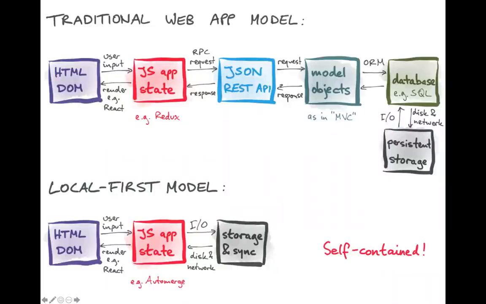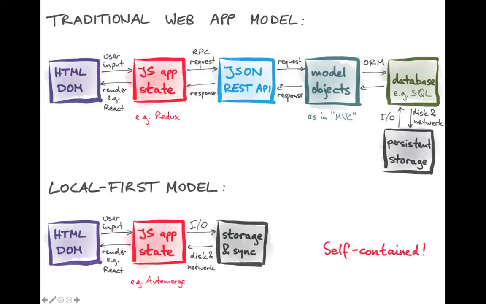And the nice thing here now is that this storage and synchronization protocol is a general purpose component. It's just a library that can be used much like you would use a database. It's an abstraction for storing some data. And it just happens to work really nicely in this model where we store some data locally on the client and then sync it to others.